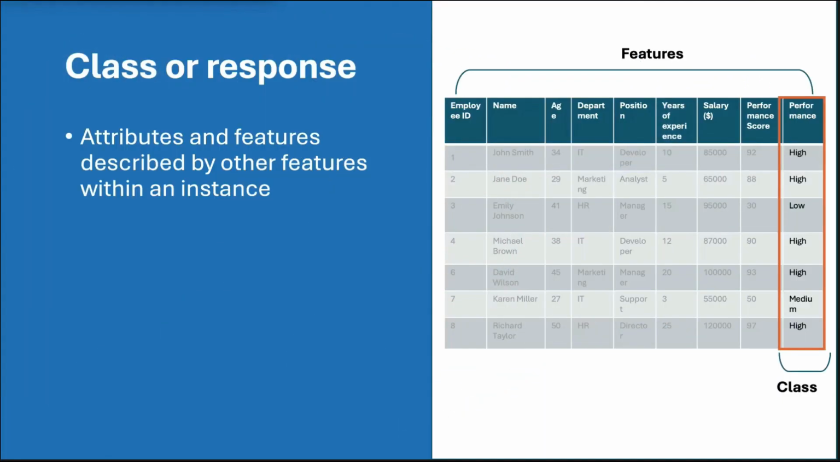Features can also be categorized by their function. In supervised machine learning, we use a set of features known as independent variables to predict another feature known as the dependent variable. If the dependent variable is categorical, it's called the class. If it's continuous, it's called the response. In our employee example, if we're predicting employee performance based on their attributes, performance would be a class if it's categorical, for example, high, medium, or low. Or the response if it's continuous.